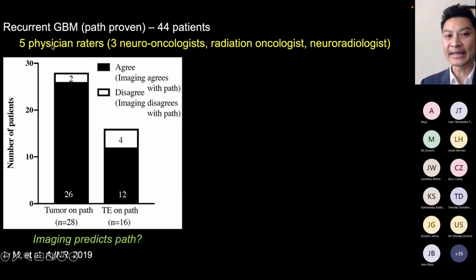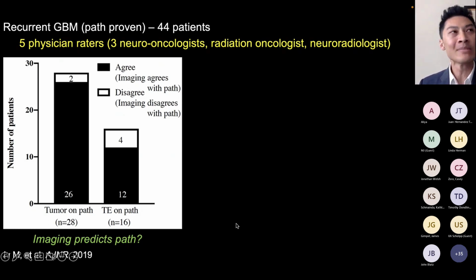And then we got a consensus panel of 5 physician raters together: 3 neuro-oncologists, 1 radiation oncologist, and 1 neuroradiologist. We asked that consensus panel to look at the imaging, which included FTB, and after their scoring, we compared it to what we saw on path. You can see in the group with tumor on histopathology, there was agreement between the imaging and the path in the vast majority of cases, and the same proved true for the treatment effect, although it's a little bit less, which makes a lot of sense because treatment effect is a little bit more difficult to interpret.